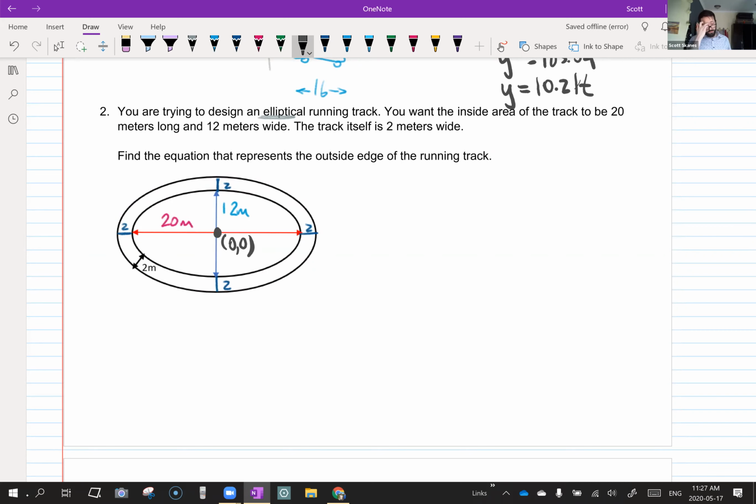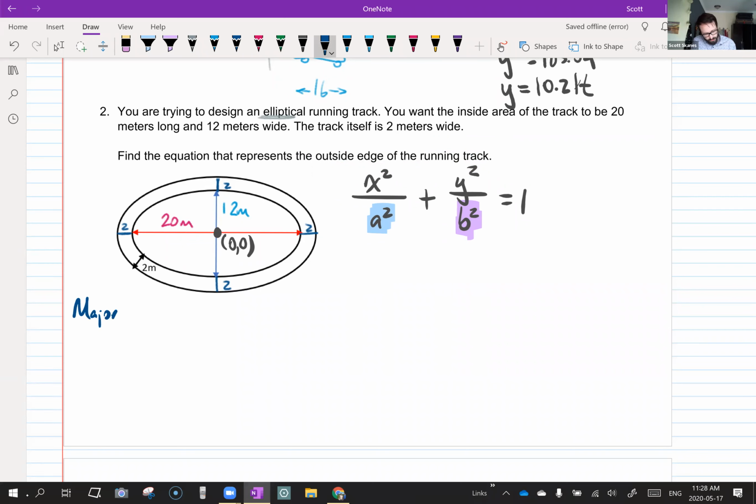Now we need to find the equation that represents the outside edge of the running track. And so this is a horizontally stretched ellipse. So it'll have this form. So really all I need is a squared and b squared, because the center I know is 0, 0. How do I get a? Well, a is the distance from the center to the vertex. And it says I need to represent the outside edge of the running track. And so really it's that bigger ellipse that I care about.